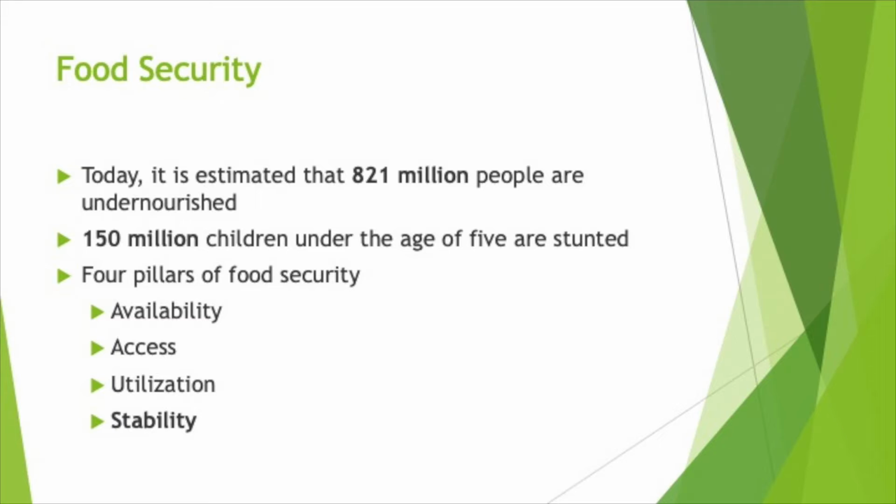I have also included the 4 pillars of food security, and the one I want to emphasize is stability. How can we stabilize the supply of food, making sure that everyone has enough food all the time? How can we improve food security?